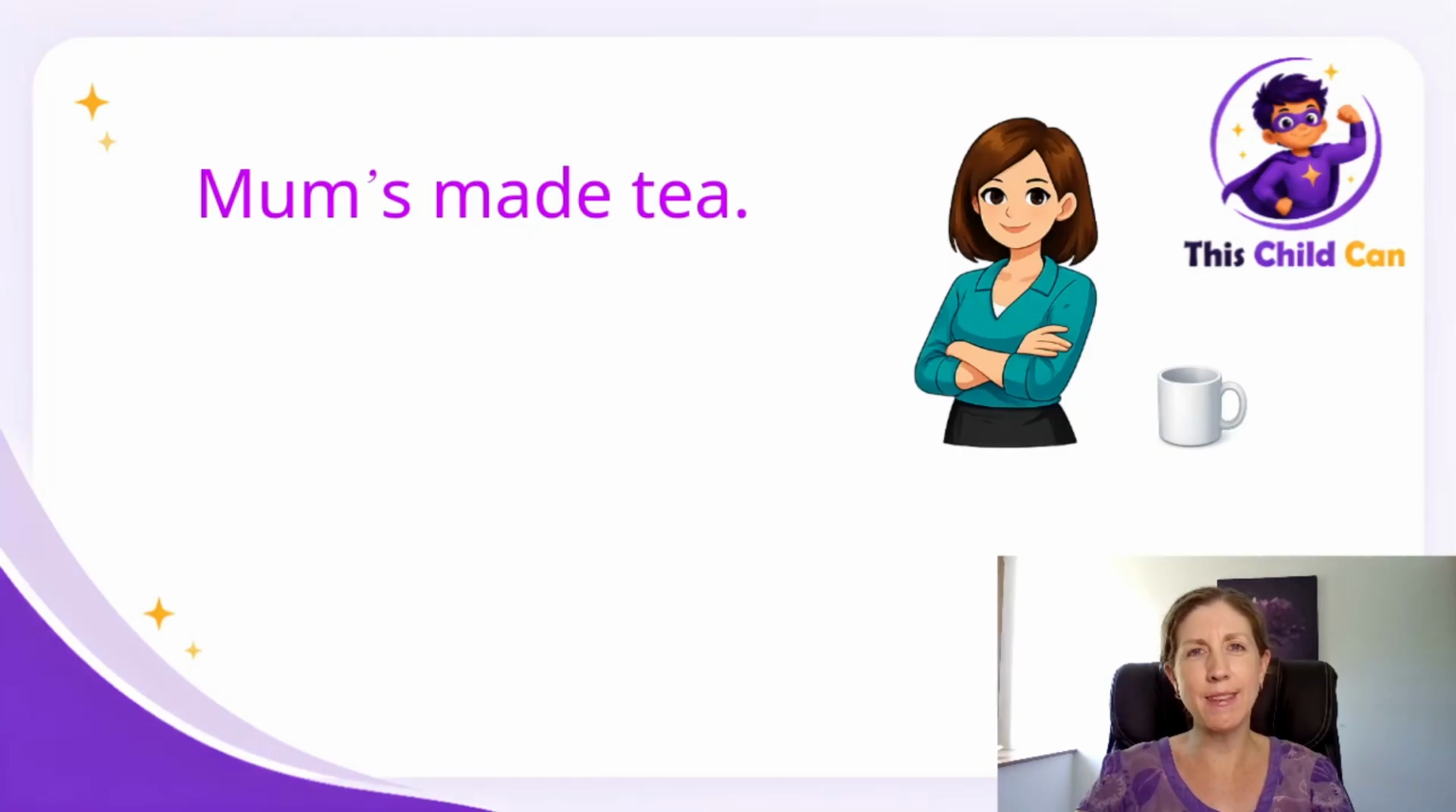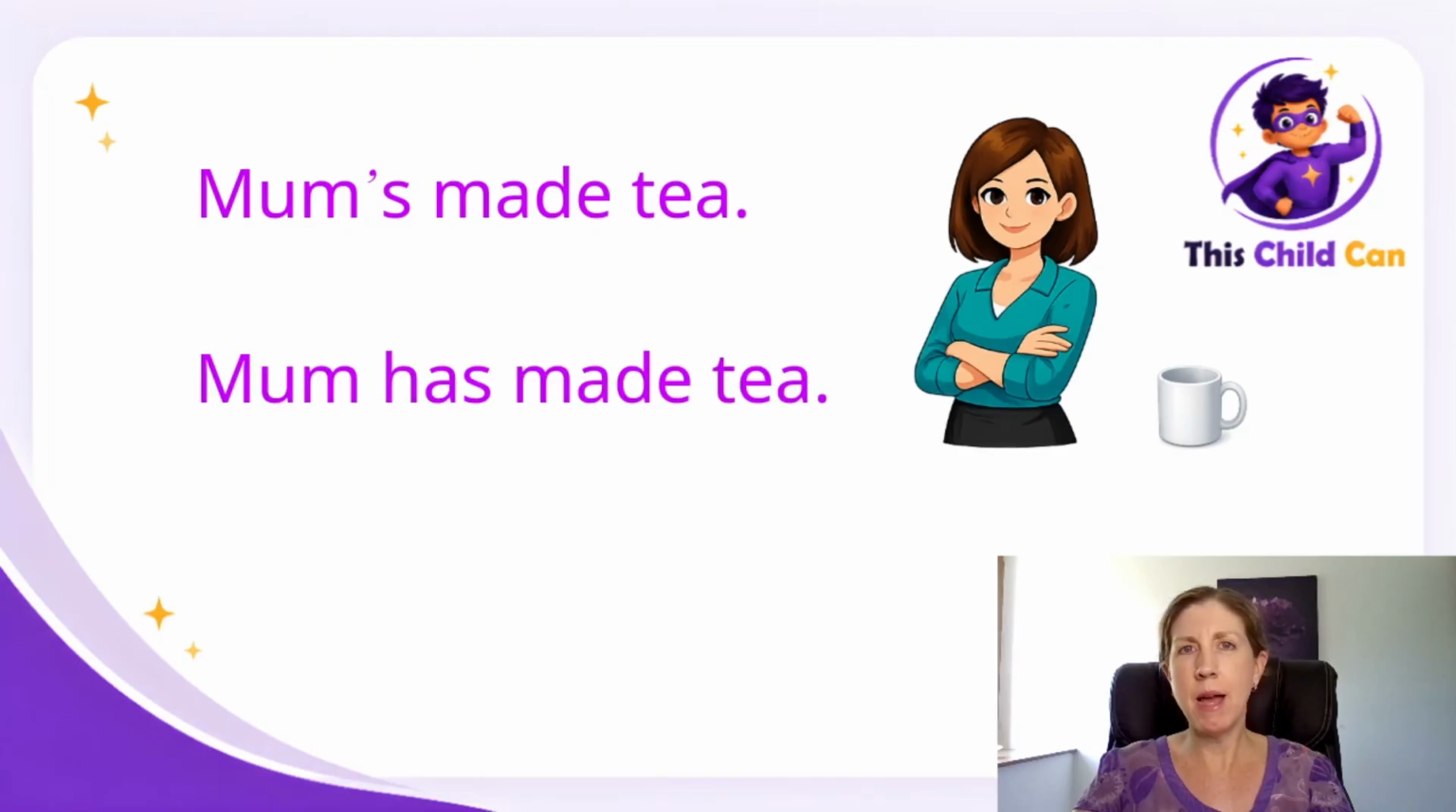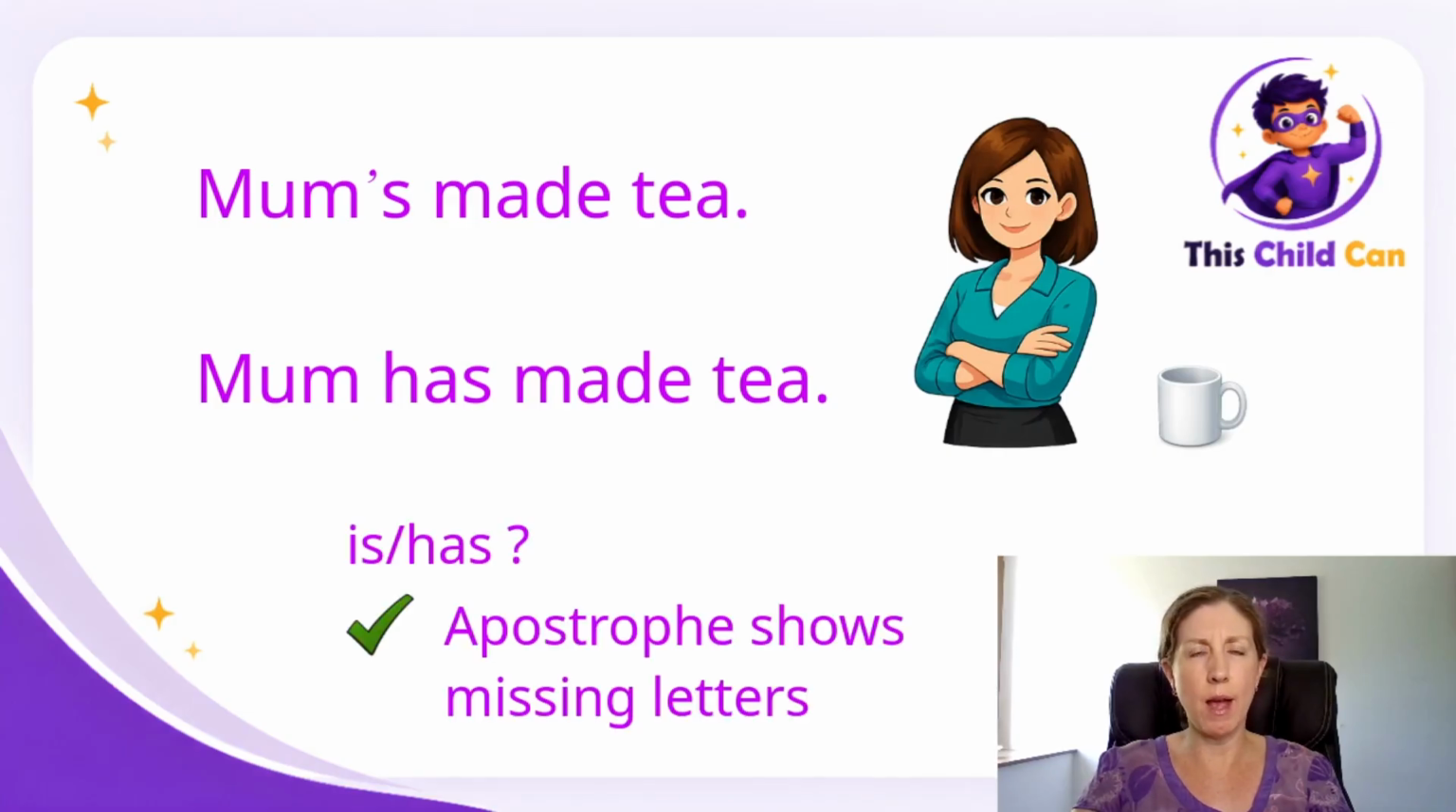Sometimes apostrophe S is short for has. Mum's made tea, Mum has made tea. So the useful question to ask is, can we turn it into is or has? And if we can, that shows the apostrophe is there to show missing letters.